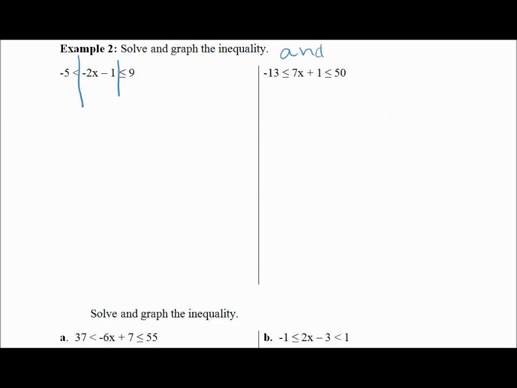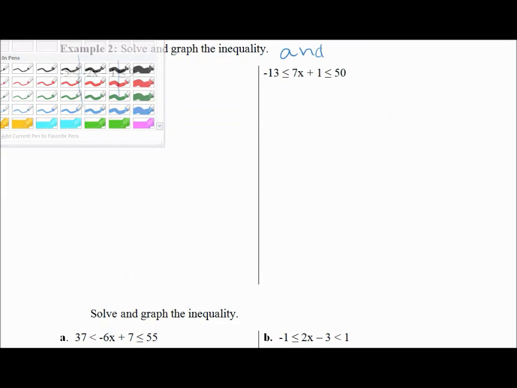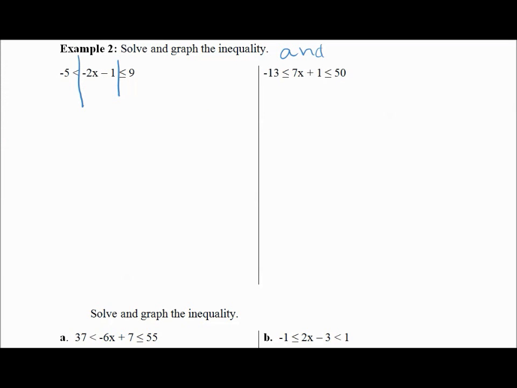Okay, and if I were to cover this side, it's really the same thing. It's just that the inequality is on the left side as opposed to being on the right side. But it's the same thing. Well, when I get ready to solve, I'm going to use the transformations that I would use when I was solving simple inequalities, except I'm going to do it to all three sections.